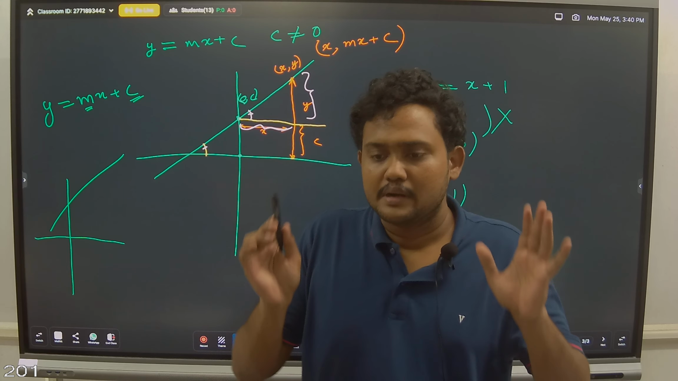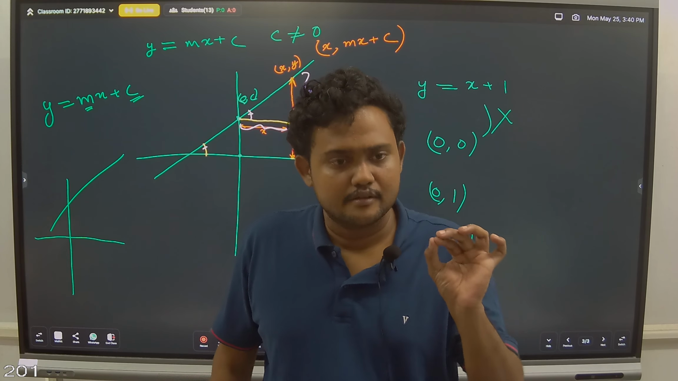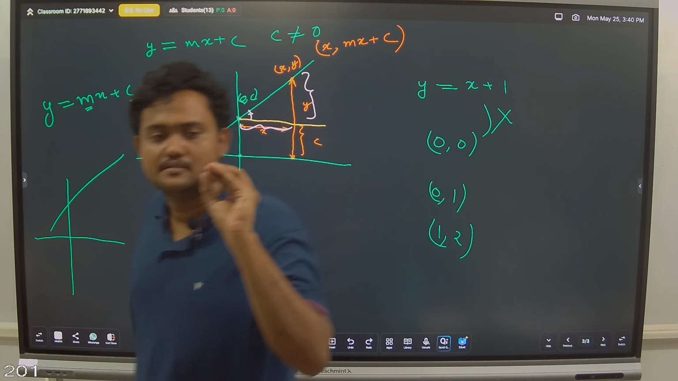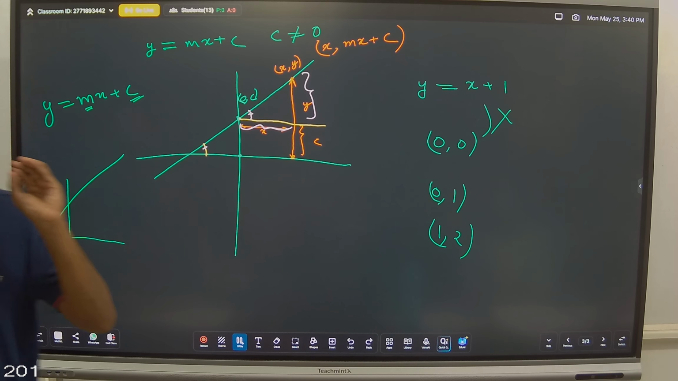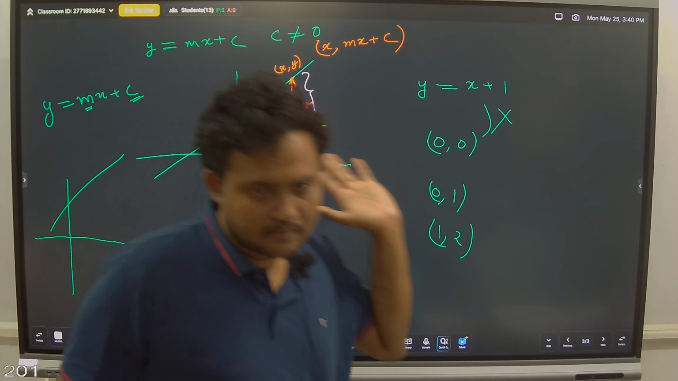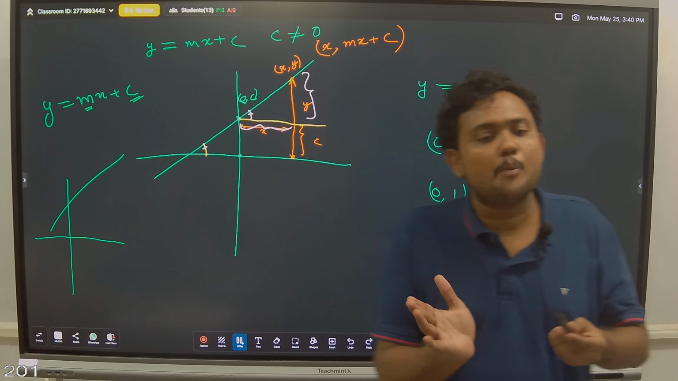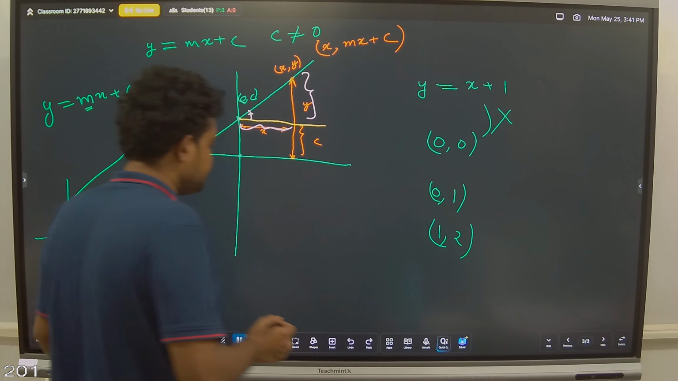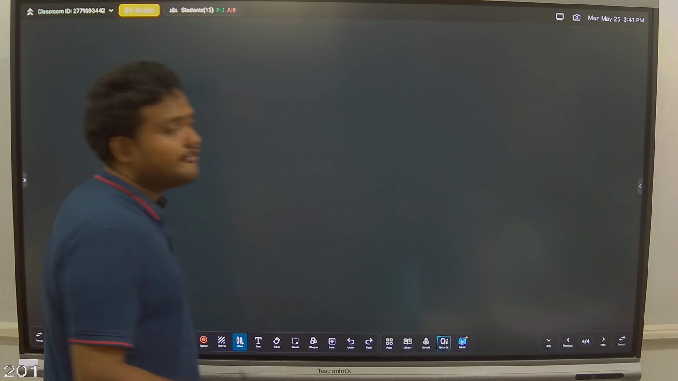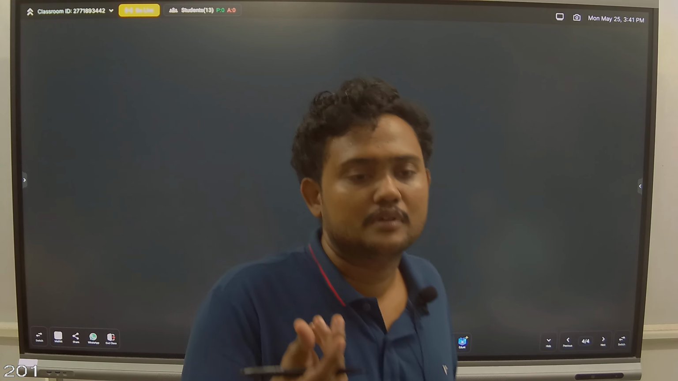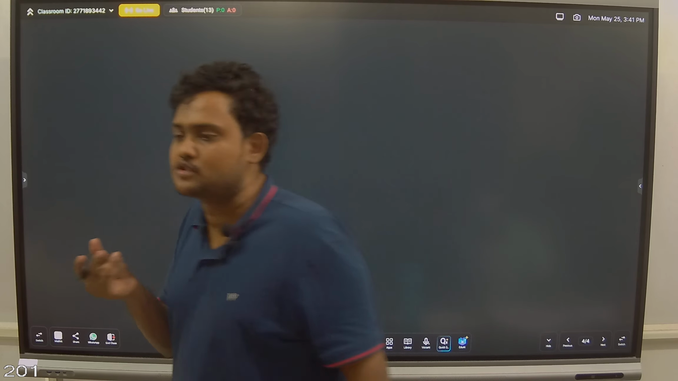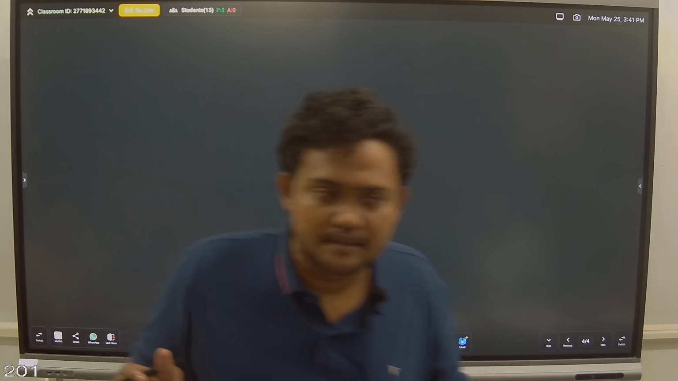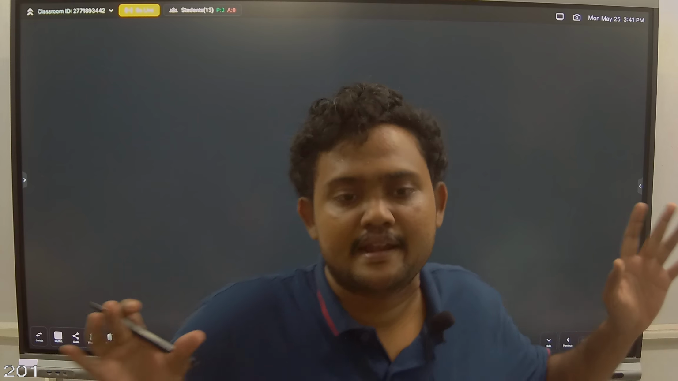Now, you know how to take slope for a straight line. For certain curves, slope will not be the same at every point, right? For certain curves, slope will vary depending on the point. For example, for the curve y equal to x square. So far in your 10th, you have been dealing only with y equal to mx plus c. You just took straight line, right?